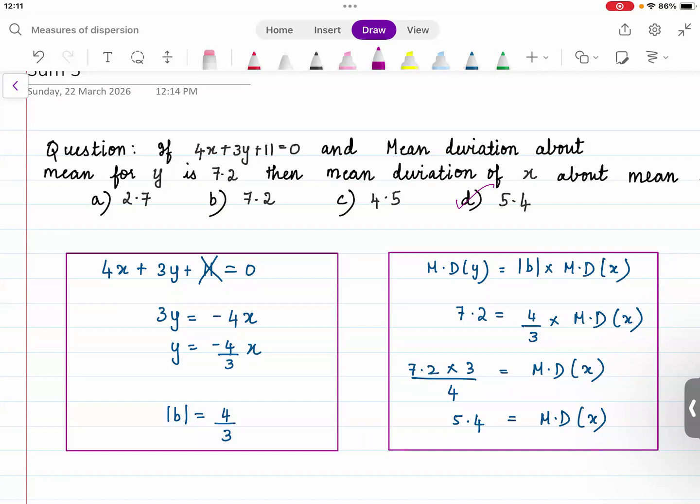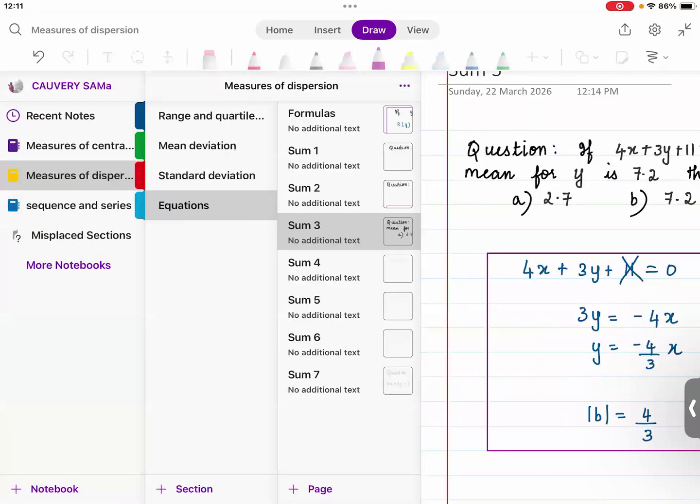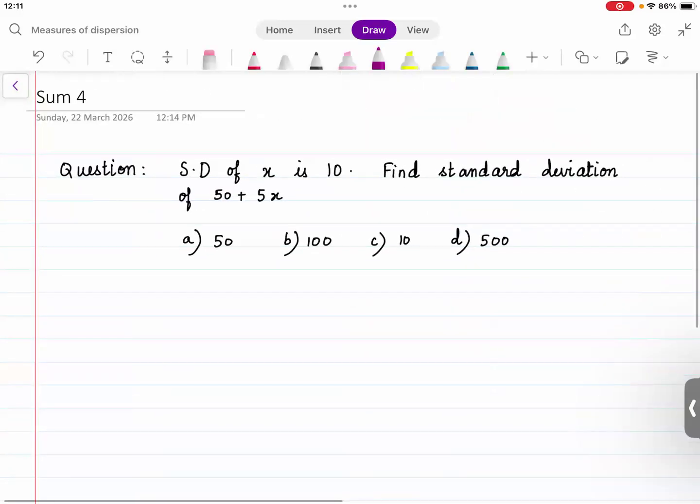Let us move on to the next question. The next question, they have stated standard deviation of x as 10. They're asking us to find standard deviation of 50 plus 5x.